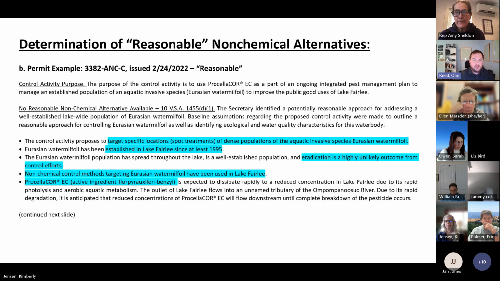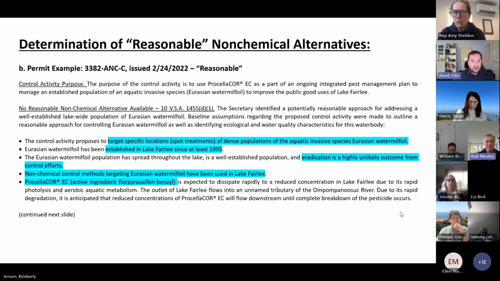And then we really start to look at what the history of the water body is, and if other methods have been used to control a specific species, and if so, how effective they were. And that's where this term reasonable comes in. This came up recently, somebody wanted to control the plants in a small private pond, and they wanted to use an herbicide. And it was pretty much immediately denied based on it not meeting this specific condition within statute.